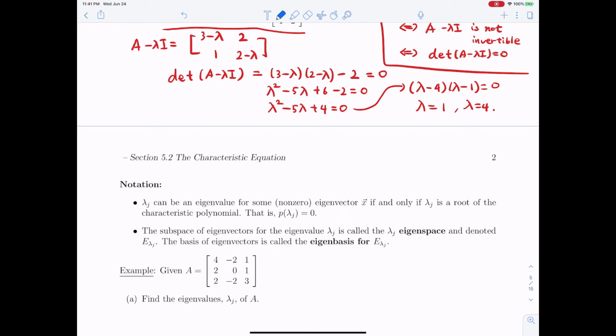Here, note that the characteristic polynomial P of lambda equals the determinant of A minus lambda I, and we set this equal to 0 to find the eigenvalue of the given matrix. In other words, lambda j, which is an eigenvalue of the given matrix, is a root of the characteristic polynomial, or P of lambda j should equal 0. And we denote the subspace of eigenvectors corresponding to the given eigenvalue lambda j as E sub lambda j. This is called the eigenspace, and the basis for that space is called the eigenbasis for the given eigenspace.